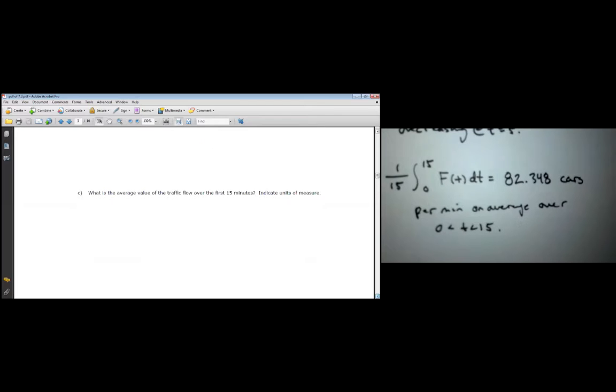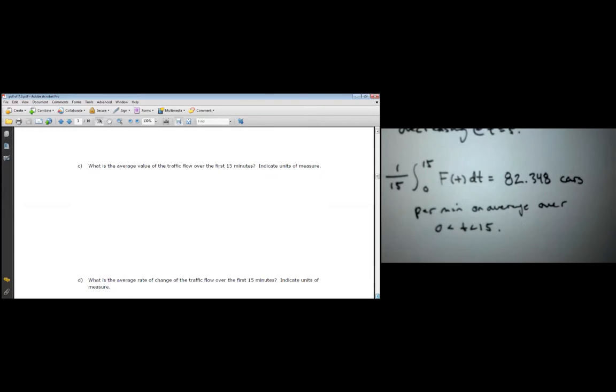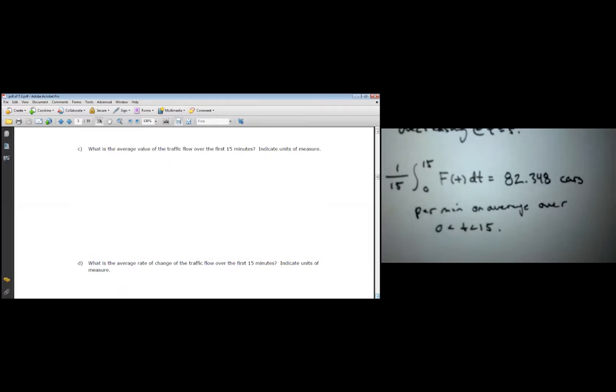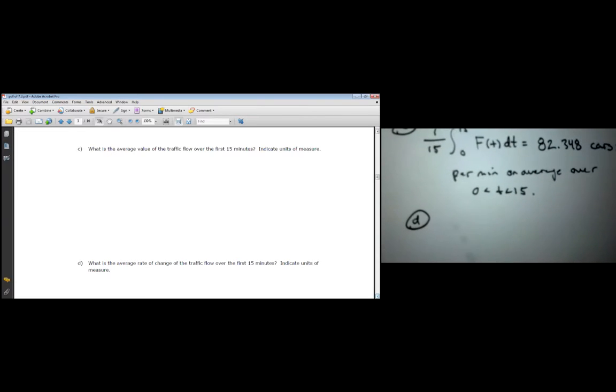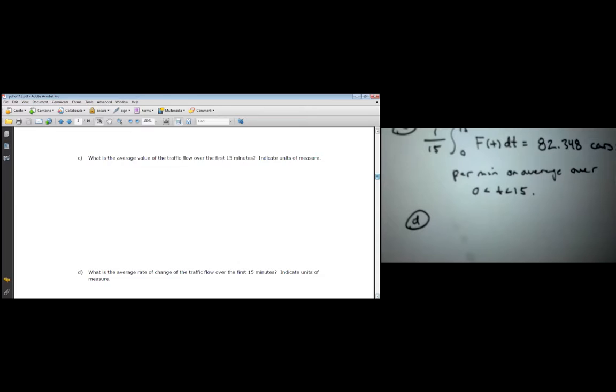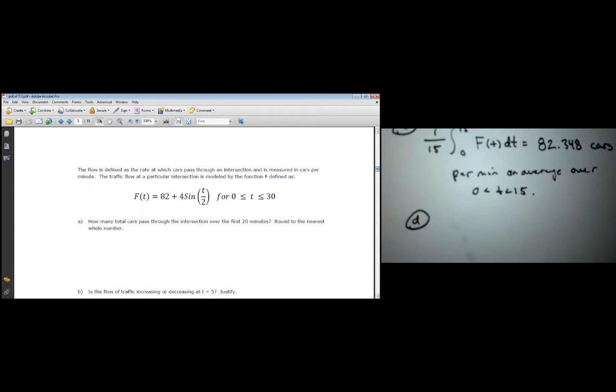Oh, and there's a D, sorry. What do we have for part D? What is the average rate of change of the traffic flow over the first 15 minutes? Indicate the units of measure. All right, now, the average rate of change of the traffic flow. What are we thinking here? Derivative? Slope. So this is where it gets a little confusing. Should we be looking for the regular slope?